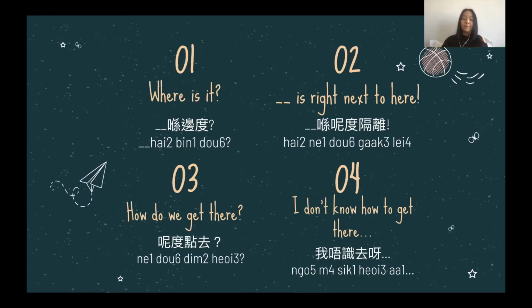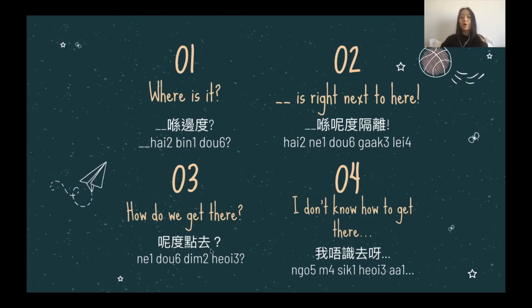So if you want to say, oh, how do we get there? Or how do we get here? So we can say 呢度點去? Or we could say 嗰度點去, which is basically what we learned. It's here or there. So if you want to say, how do we get here? We would say 呢度點去. If you want to ask, how do we get there? We would say 嗰度點去. So the character here, 去, basically means how we get to places, like how do we get there, go there? We would use the word 去.